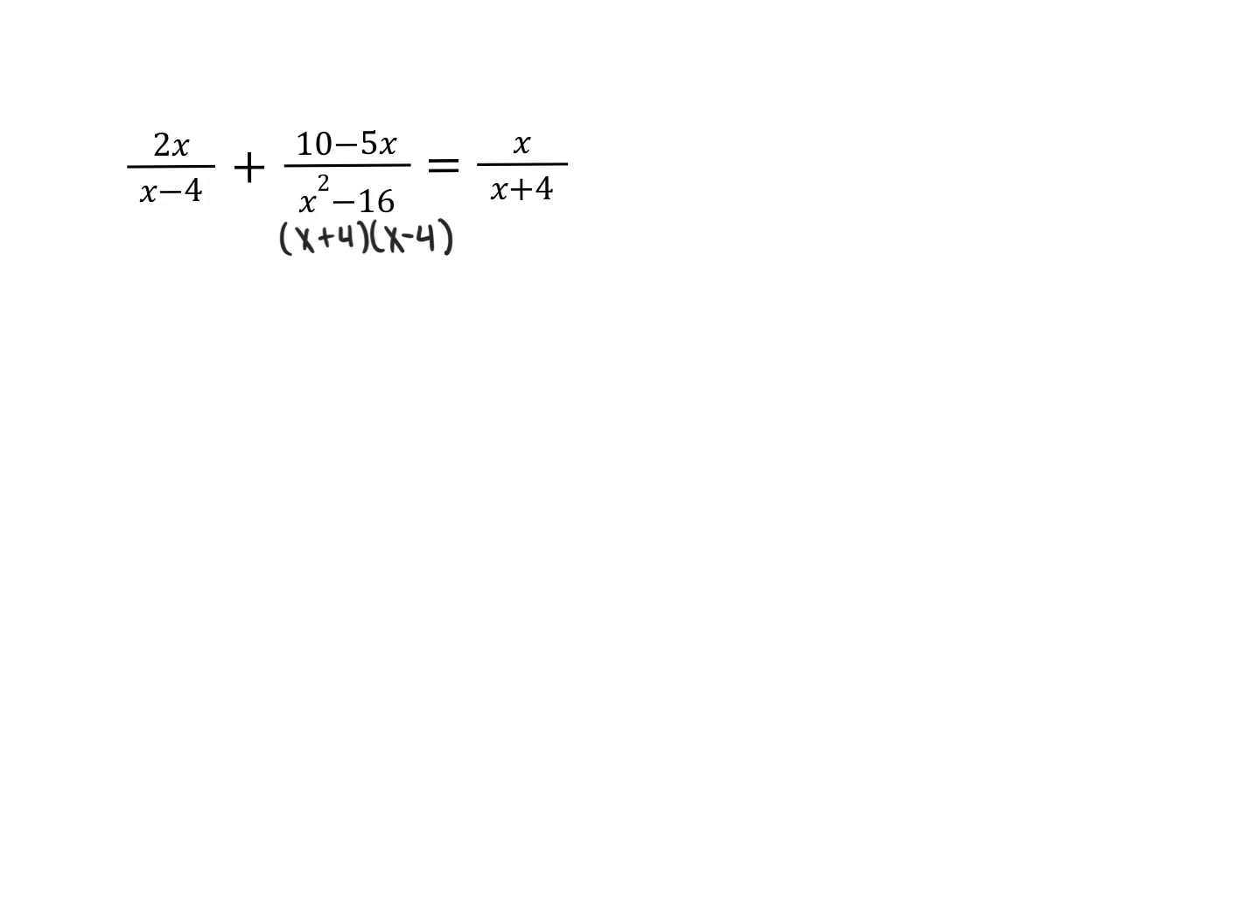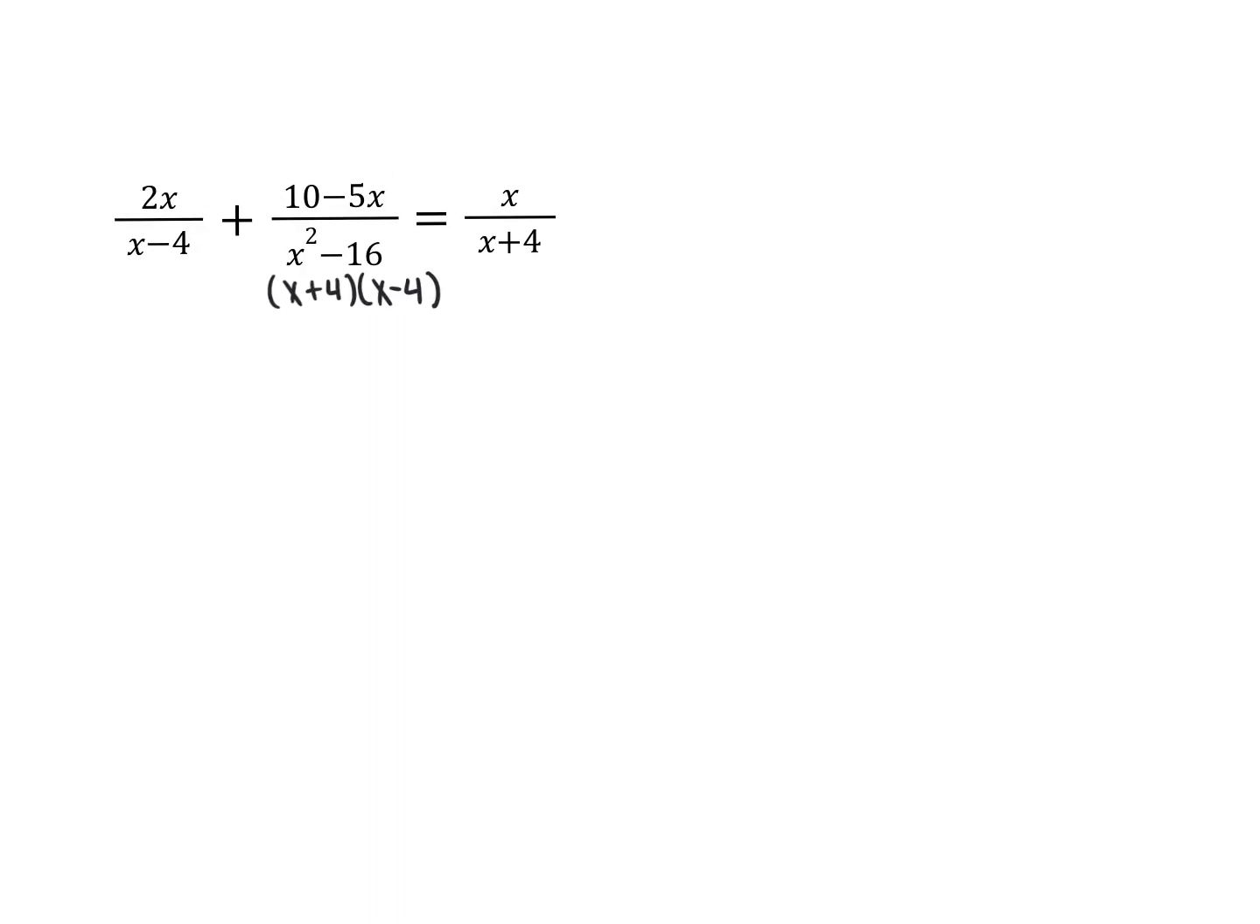And I'm going to tell you right now, 99% of the time, if one of your denominators isn't factored and the other two are, the denominator that isn't factored is going to factor as the other two denominators. I'm not going to give you anything that has a super complicated LCD. So in this case, my LCD is x plus 4, x minus 4. So we multiply our numerators by our LCD.